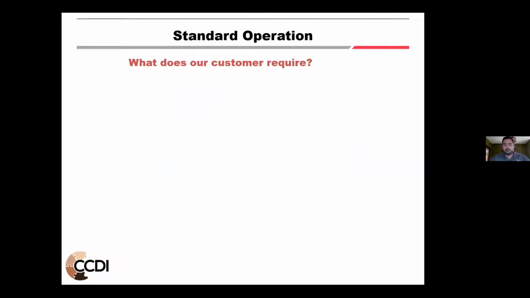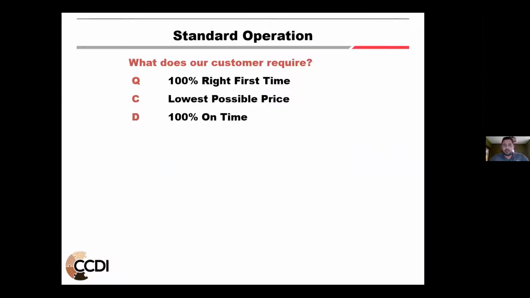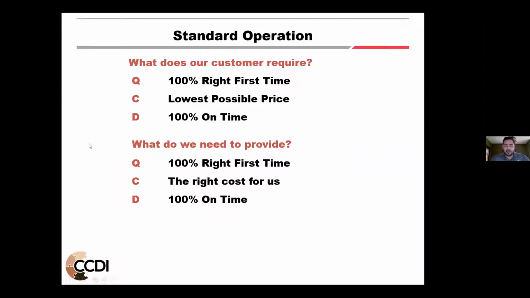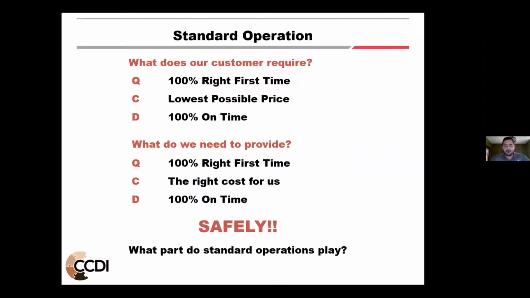So again, we'll review, what does a customer require? 100% right the first time at the lowest possible price and 100% on time. So the QCD, so quality, cost, and delivery. And what do we need to provide as producers of this? 100% right the first time at the right cost for us and 100% on time. Safely, of course. So for this, what do standard operations play?